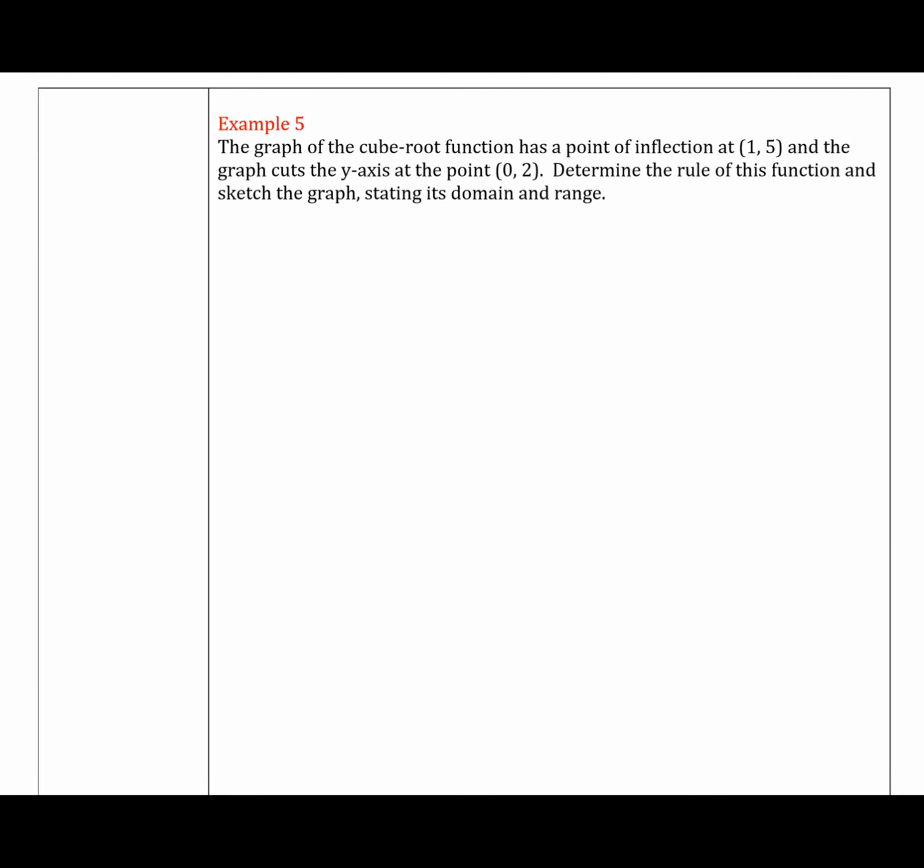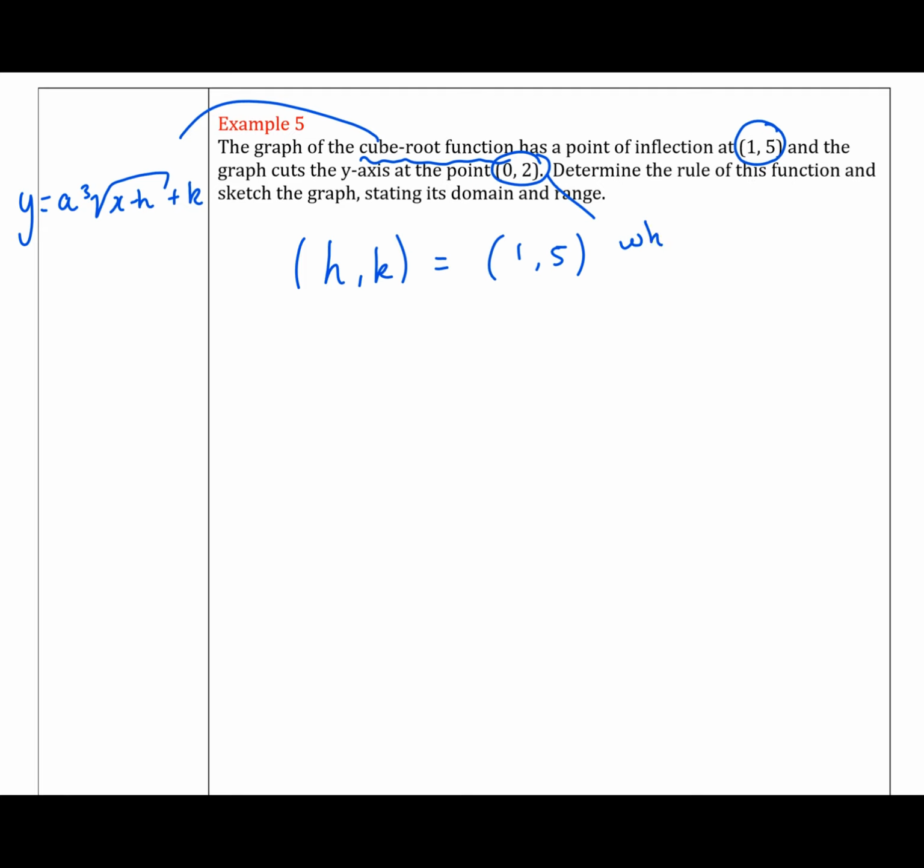For our final example here, we're told that the graph of a cube root function, so immediately I might think, oh, well that's a outside the cube root of x minus h plus k. So the graph of the cube root function has a point of inflection at 1, 5. So that means that my h, k equals 1, 5. So I've already got two values there. The graph cuts the y-axis at the point 0, 2. So what that tells me is that when x equals 0, y equals 2.